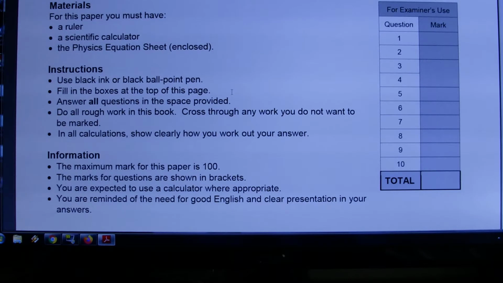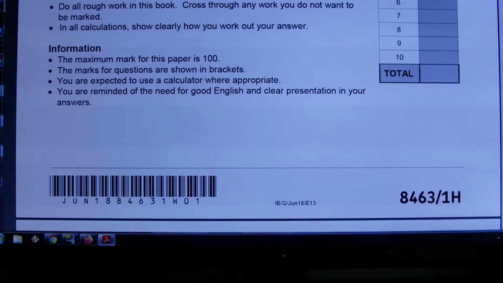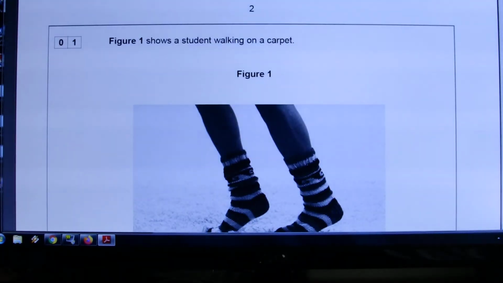Fill in the boxes at the top of this page. Yeah, you know, put your name on your work so they know whose it is. Answer all questions, that's nice to know. Not just, you know, every odd numbered question. You are expected to use a calculator where appropriate, and to abuse it where inappropriate, right? Reminded of the need for good English and clear presentation. Well, that's flat earthers shit out of luck, isn't it?